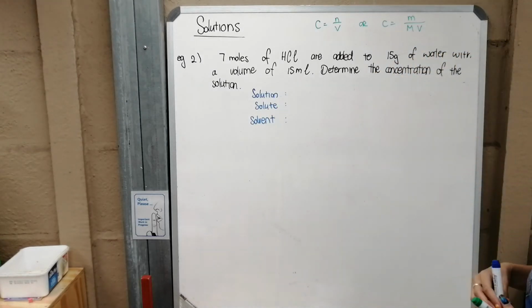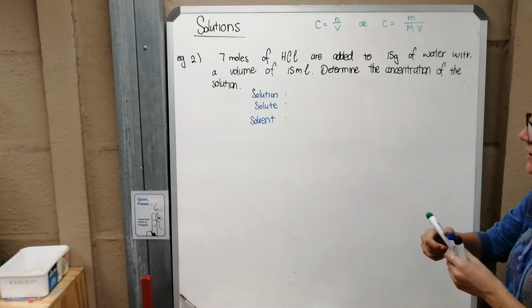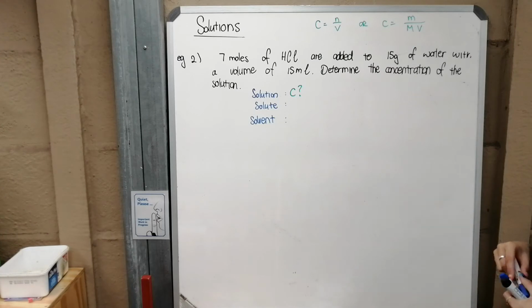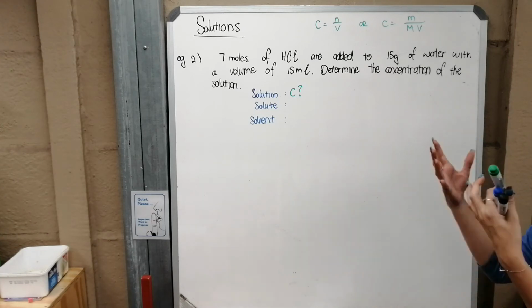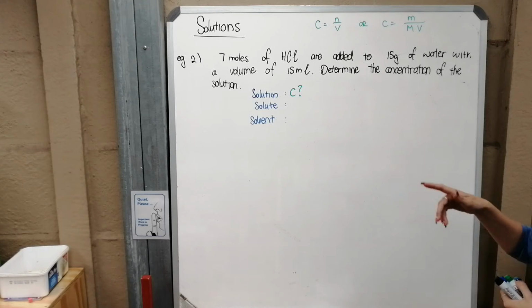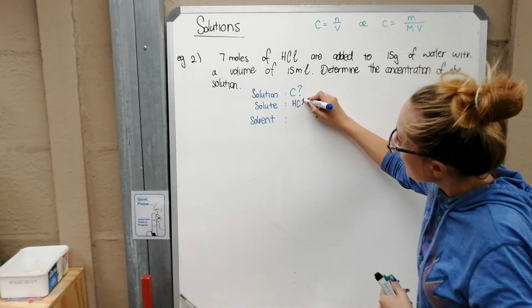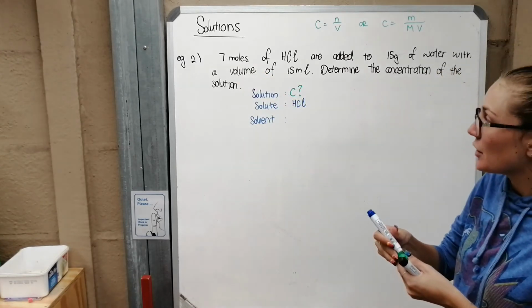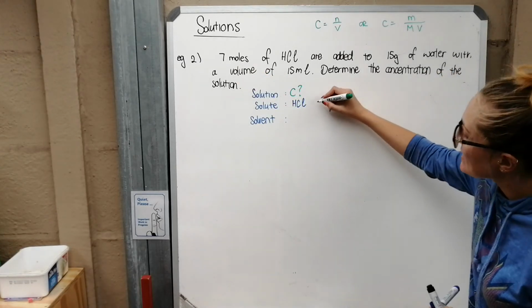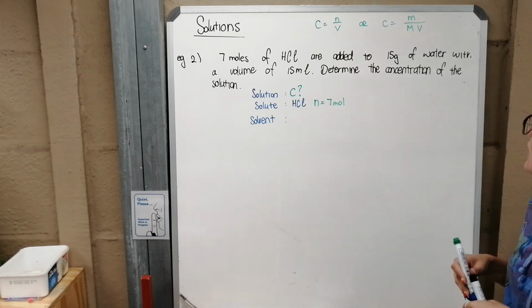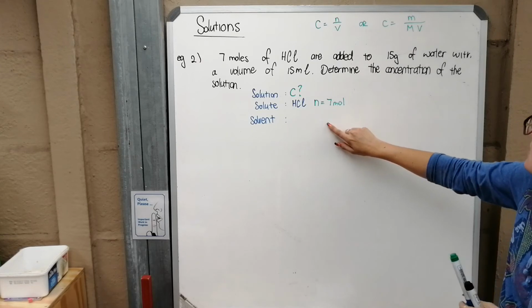So my solution, the only thing about the solution that we might know is the concentration, and we don't know the concentration. They're actually asking us to find that. So for the solution, we're looking for the concentration. Okay, the solute, that is what you add to your liquid. So our solute is HCl, hydrochloric acid. And they say we've got 7 moles of HCl. So they've given us that n is equal to 7 moles. And then our solvent is water.